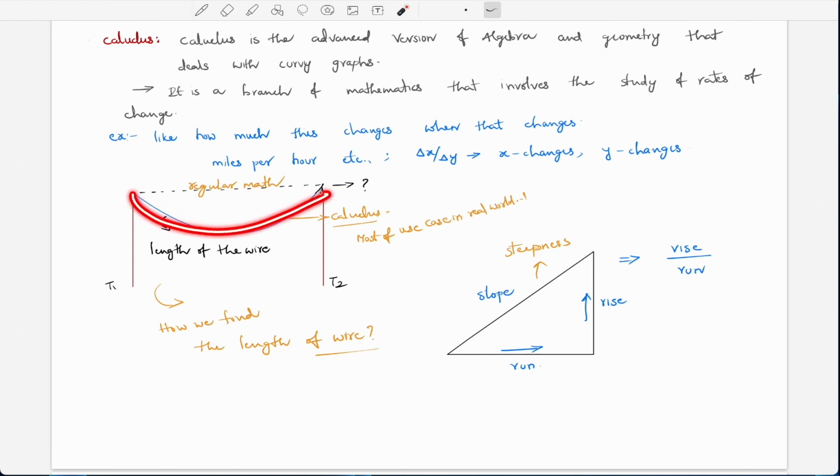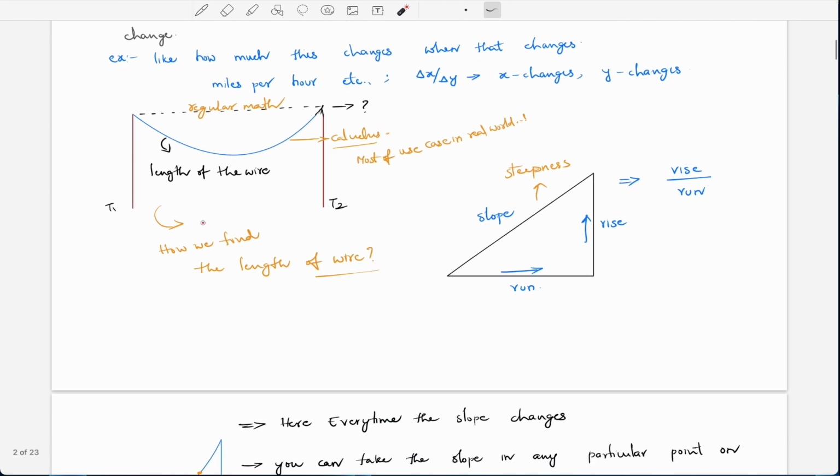How can we find the length of the wire without having a straight line, with a regular math problem? This is called calculus, and it is the most used case in our real world. You can find a lot of examples of calculus in your real life. How we find the length of the wire, I'm going to explain in further lectures.